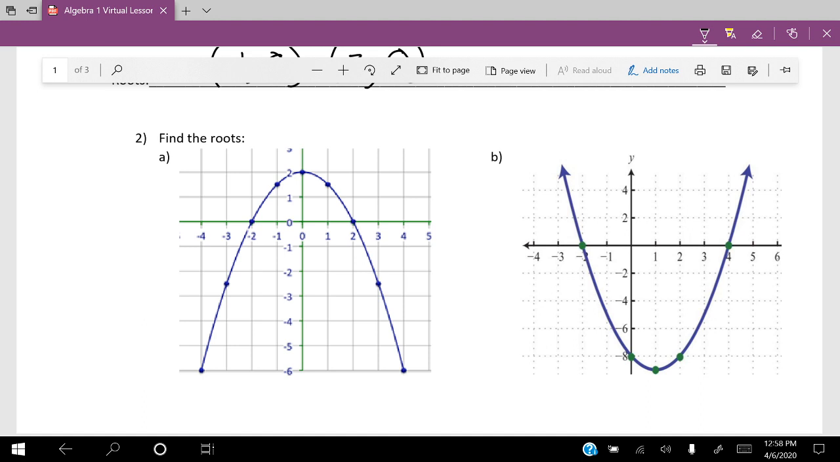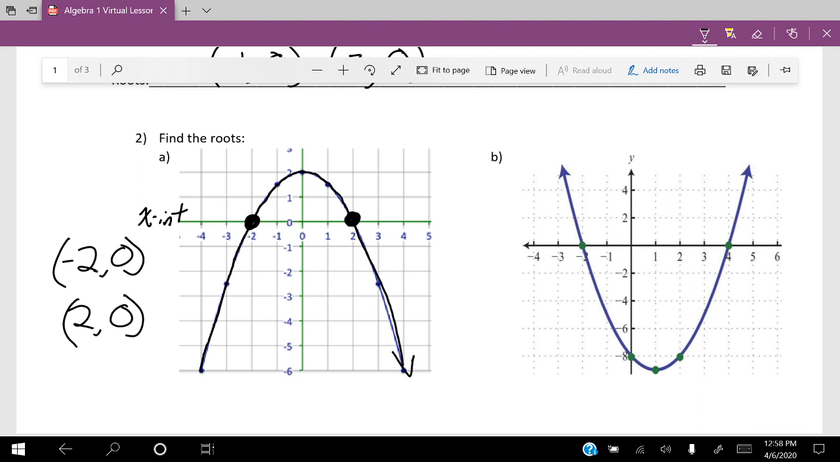Now, if I look at 2a, I'm going to follow the graph along, and anytime it hits the x-intercept, I know that that is a root. So I'm going to follow this along, and notice I'm actually tracing it. It hits once right here at negative 2 comma 0. And if I follow it along again, keep going, keep going, it hits one more time at positive 2 comma 0. So these are our two roots.